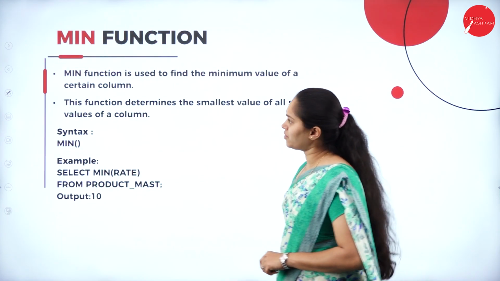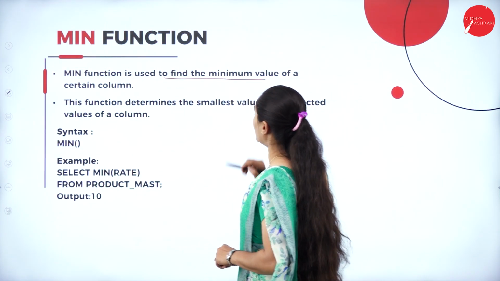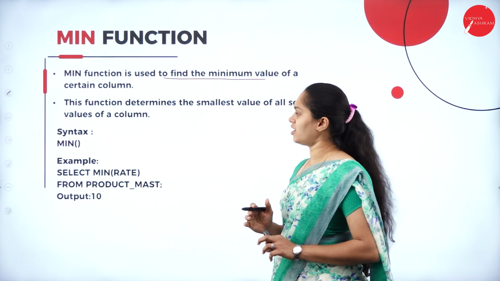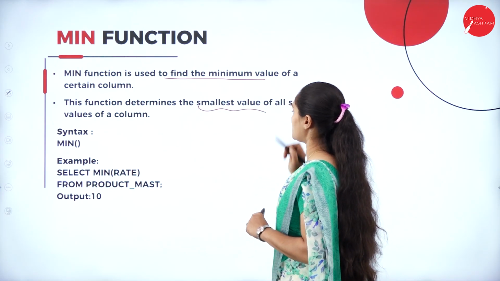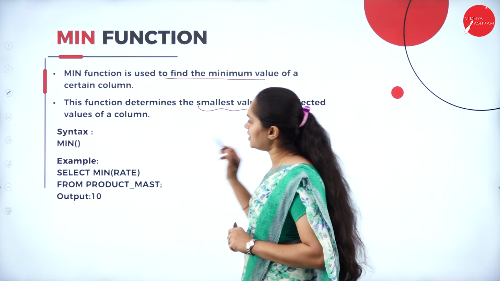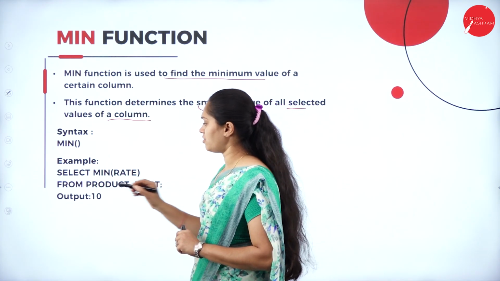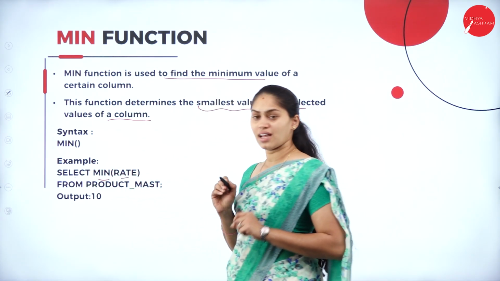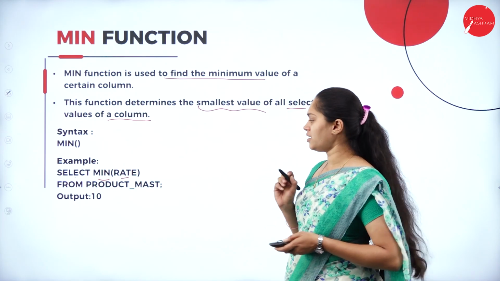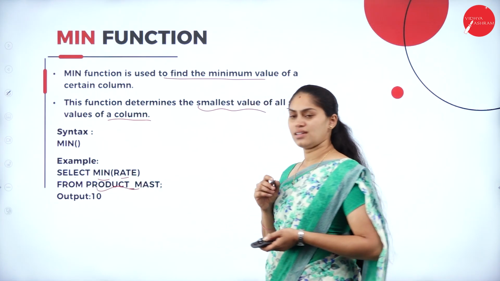Then what about the minimum function? This is used to find the minimum value of a column, and this will determine the smallest value of all the selected values of a column. Then how are we going to write a query for it? Select min of rate. I am finding the minimum of rate from the product master table.